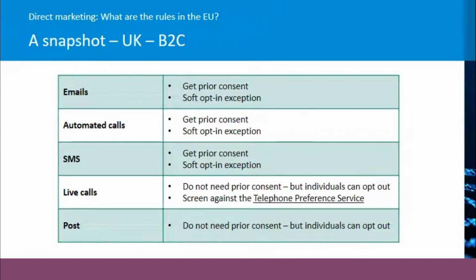And although it's not a legal requirement, it's also good practice, best practice to screen against the MPS, so the Mail Preference Service. Again, it's not a legal requirement, but it is good practice because obviously if individuals have actually registered for the Mail Preference Service and then start to receive postal direct marketing from you, they might just get a little bit grumpy with you or want to opt out anyway. So that's the position, broadly, a snapshot of the B2C direct marketing rules in the UK. But again, the rules for sending marketing in other EU member states may differ slightly.